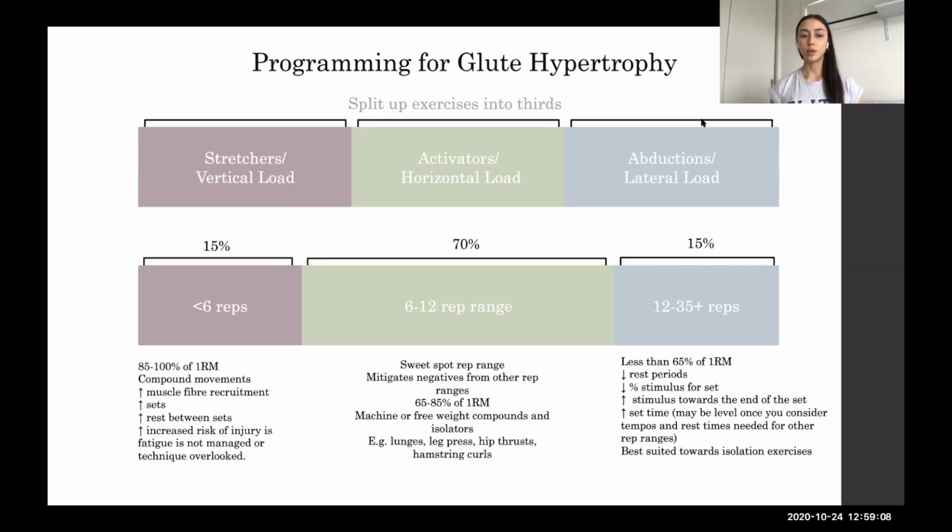So doing too much work in this rep range, you'll definitely have to be mindful of your volume and take a much lower volume approach because the load and intensity is so high. Now looking at the other side, the 12 to 35 plus rep range, you'll be working at roughly 65% or less of your 1 rep max.